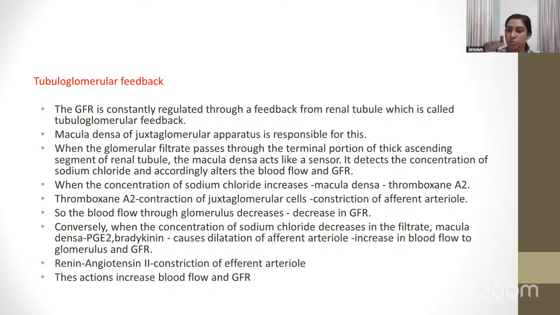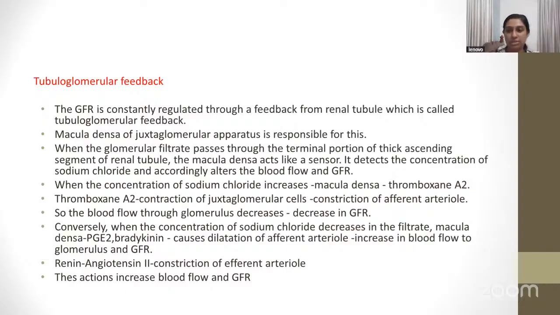Thereby, it produces thromboxane A2. So what is the function of thromboxane A2? The macula densa is producing thromboxane A2. If the sodium chloride that is detected is more, that means more water is filtered, and hence it will produce thromboxane A2. It will cause the contraction of the JG cells, which is leading to the constriction of the afferent arteriole.